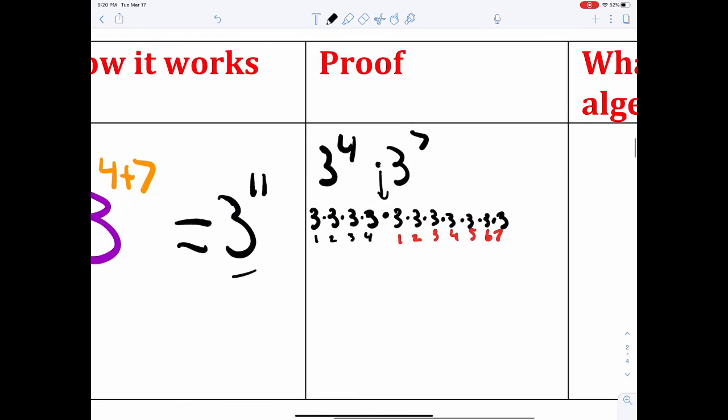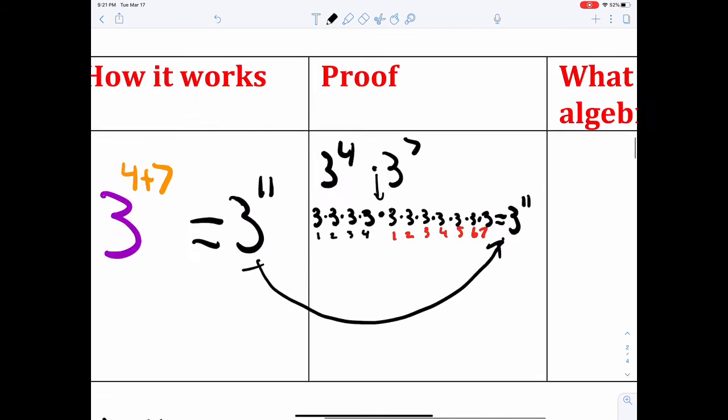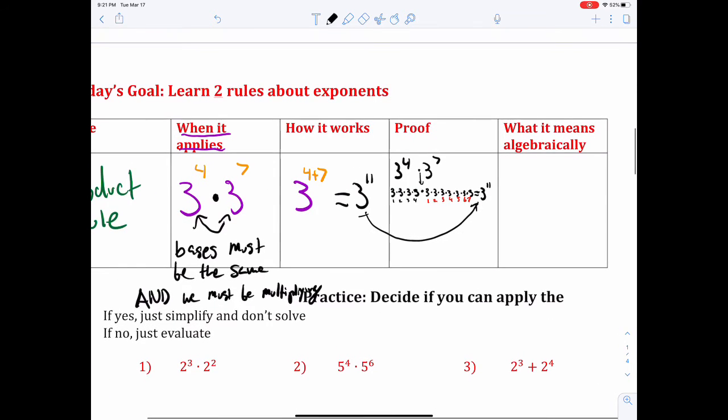And if we learned from yesterday, the opposite of multiplying, going backwards, instead of writing out the multiplication of 3 that we did, we can put it in exponent form. So if there's 11 3's, that's 3 to the 11th. And that's the proof that this rule actually works. You wouldn't be asked to really prove this, most likely, in 8th grade, but in algebra you might.